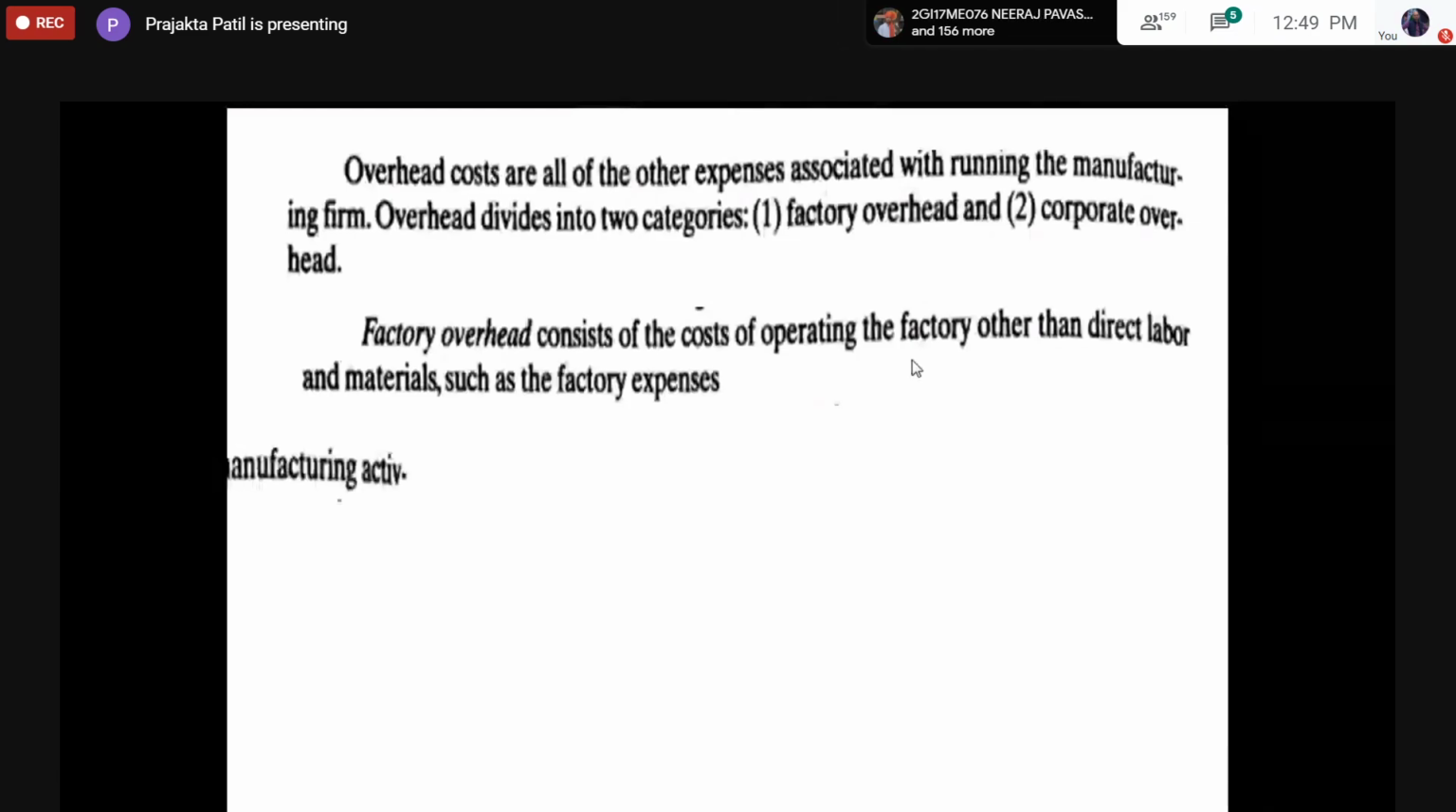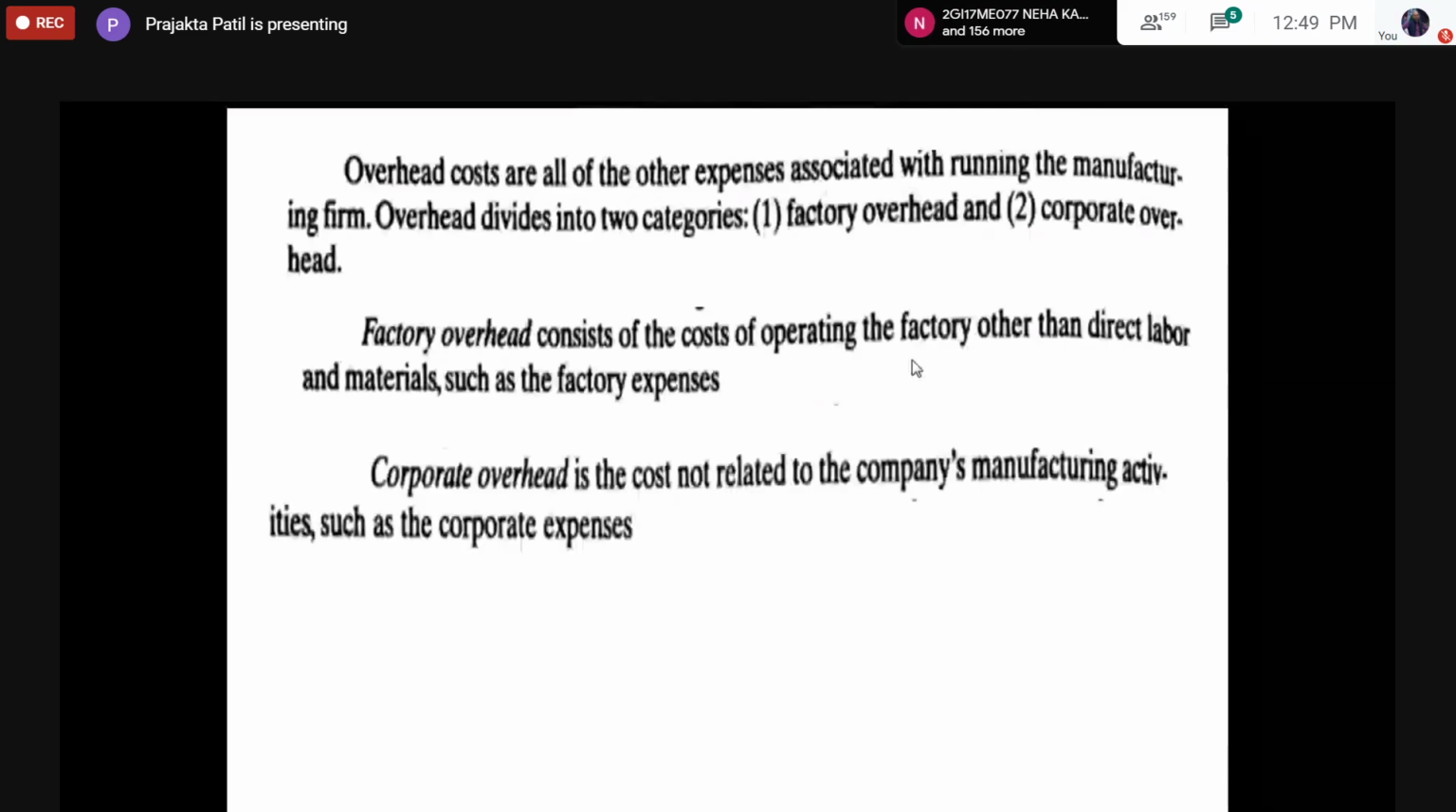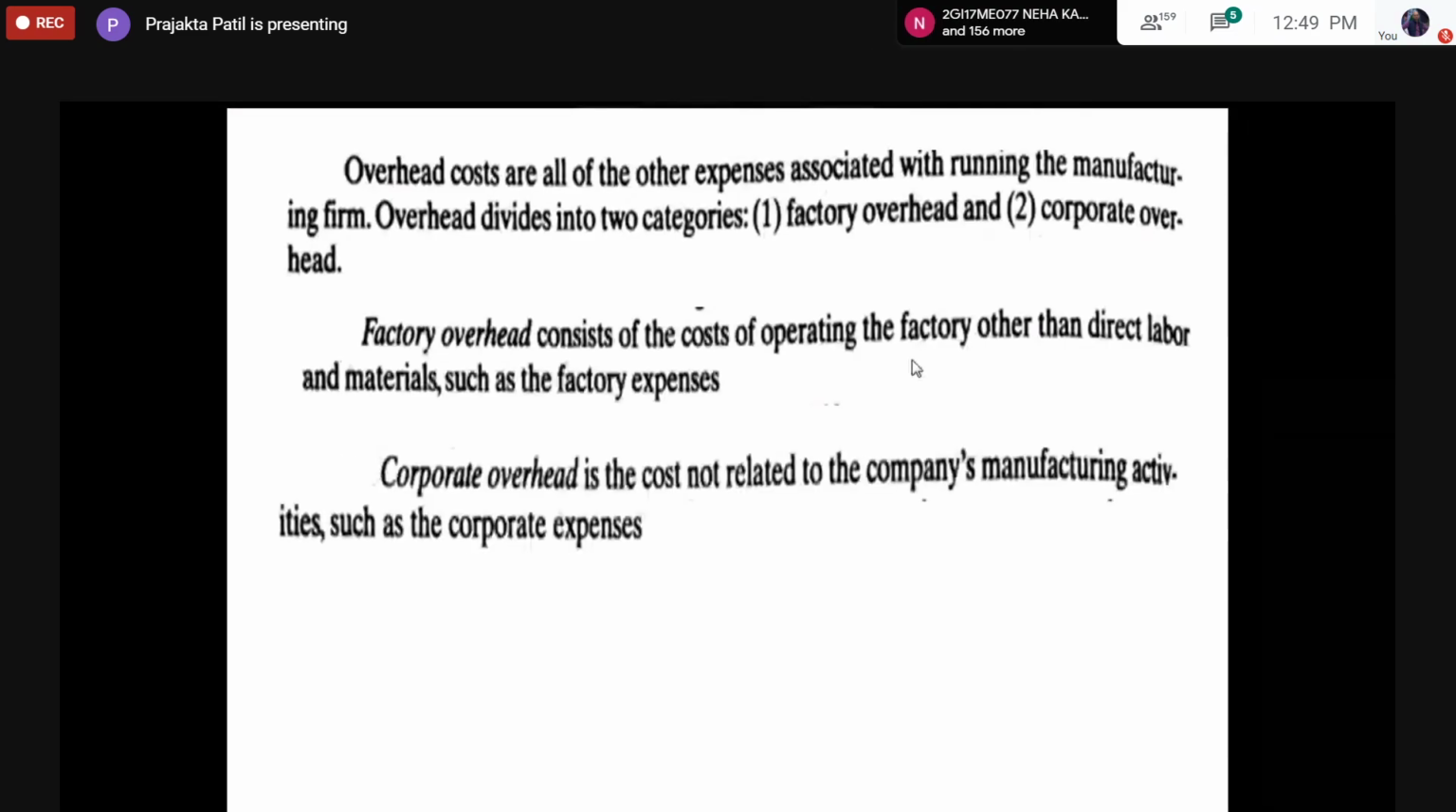Talking about corporate overhead expenses, the corporate overhead cost is the cost not related to the company's manufacturing activities. Such as research and development, engineering service, sales and marketing, the finance department, and legal duty people who are required, right? So all of this comes under the corporate overhead cost.